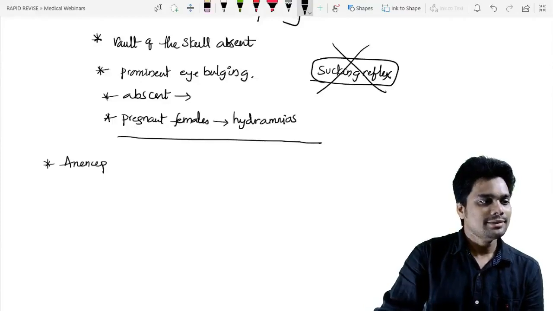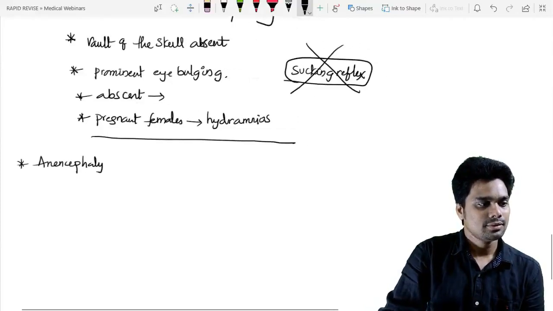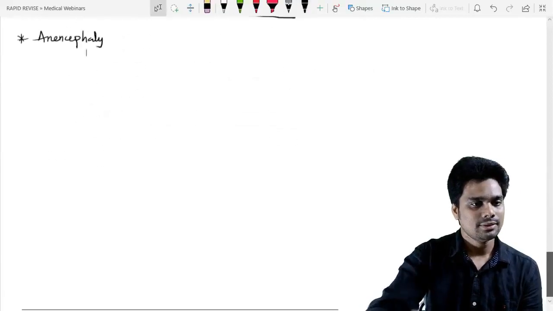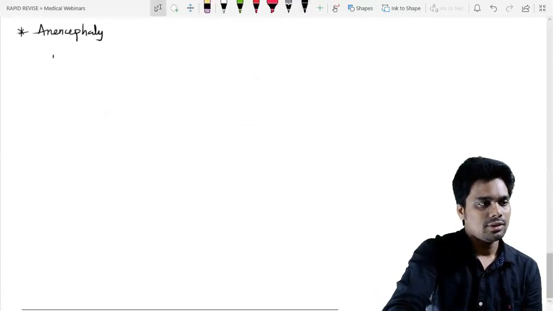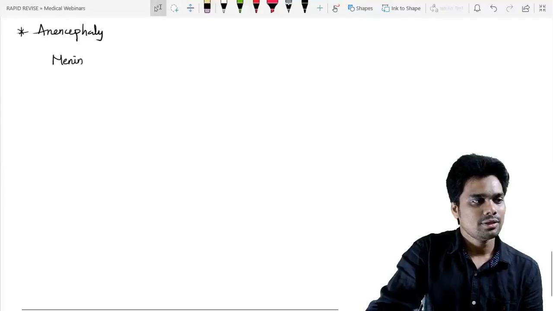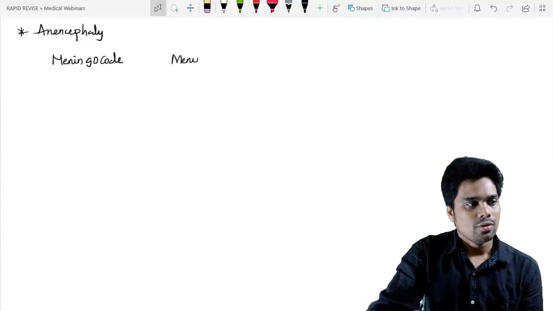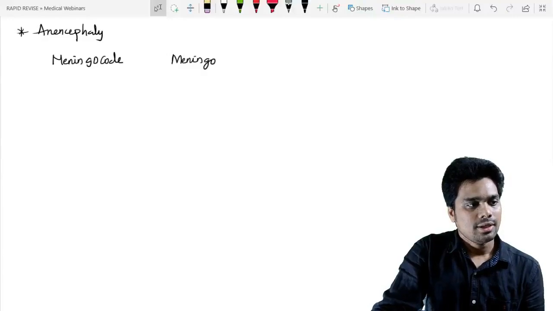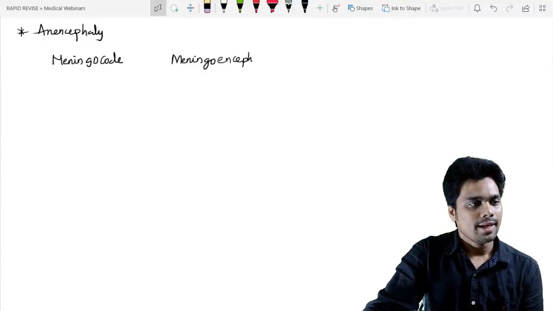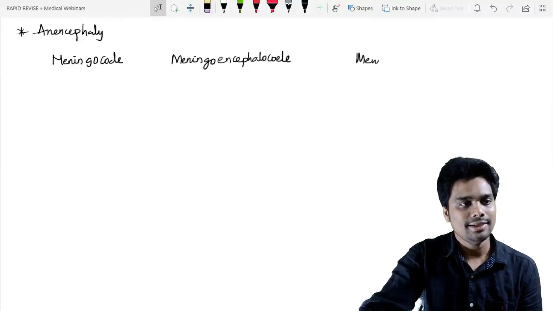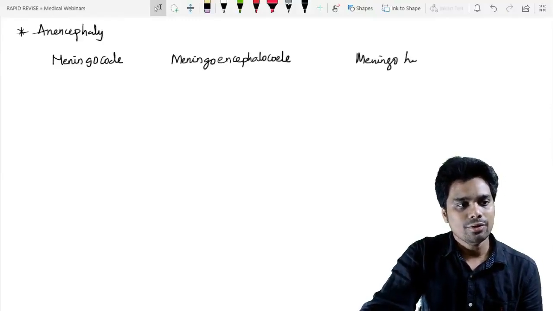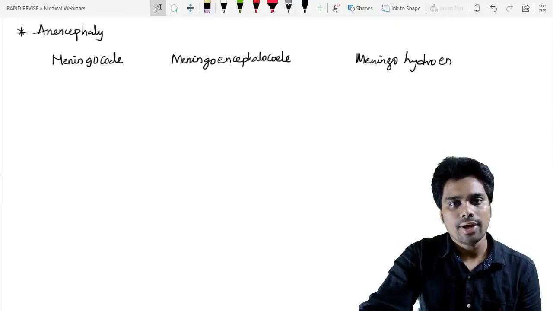After anencephaly, you need to understand the basic differences between what is a meningocele, what is meningoencephalocele, and the third entity is meningohydroencephalocele.